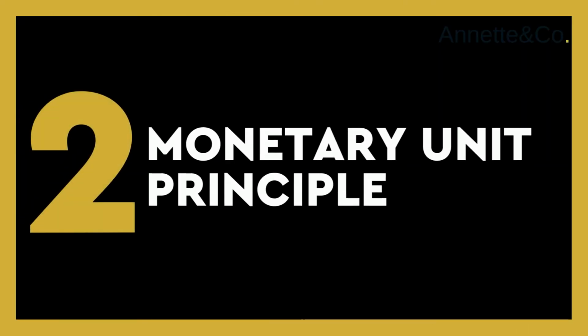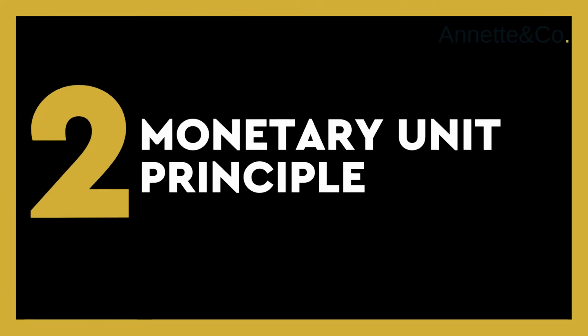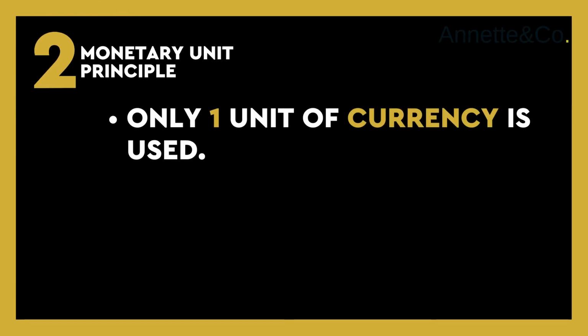The second is the monetary unit principle. That states that in the accounts, only one unit of currency is used, and in the UK, that unit is required to be GBP, Great British Pounds. We also ignore inflation when we are preparing the accounts.